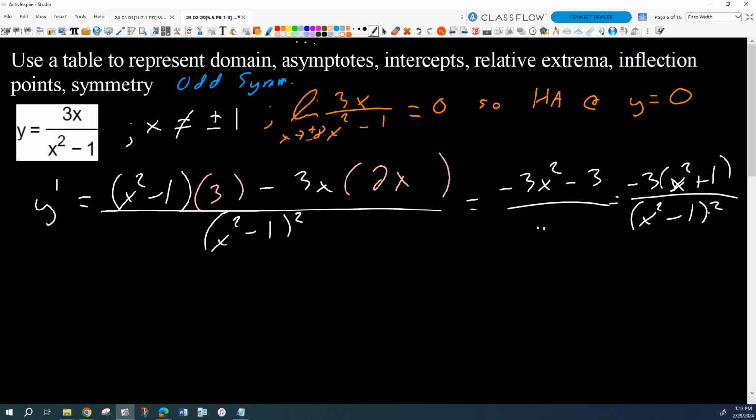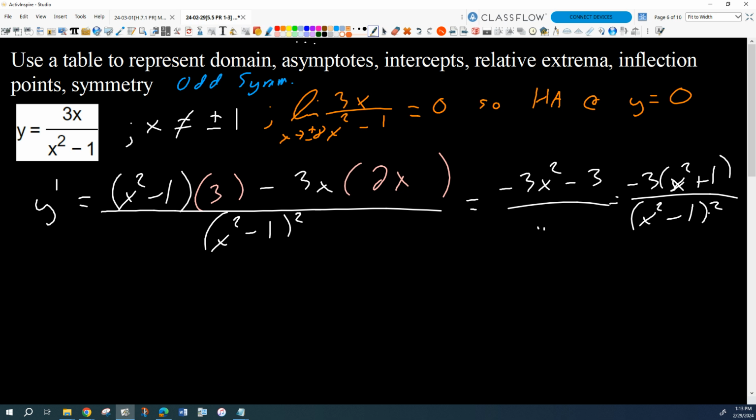Okay, is it 0 anywhere? No, that's nowhere 0, right? The top has no zeros. So no critical numbers. Are there any extrema on this function? No. Do we even keep doing it then? Okay. So are we done?